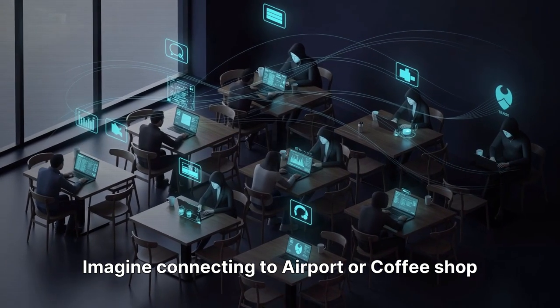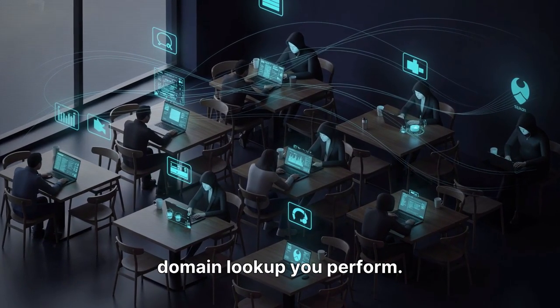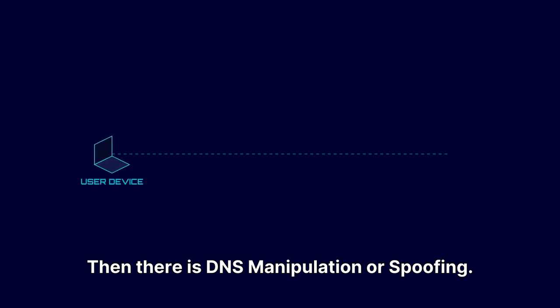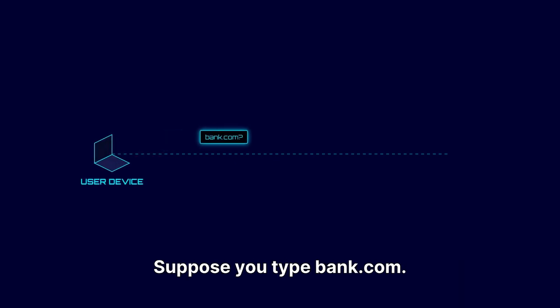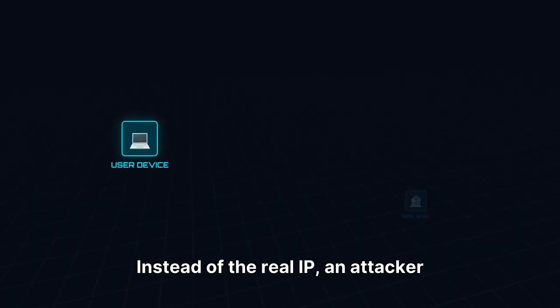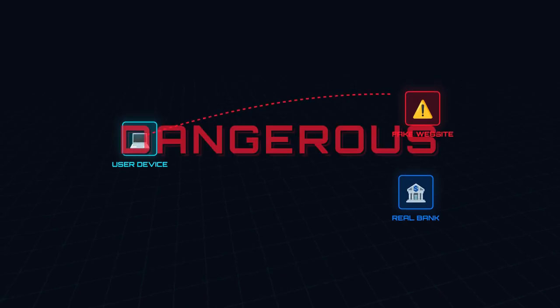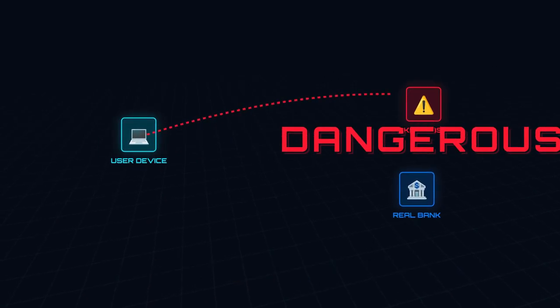Others still know you are trying to access youtube.com. Imagine connecting to airport or coffee shop Wi-Fi where attackers could be monitoring every domain lookup you perform. Then there is DNS manipulation or spoofing. Suppose you type bank.com. Your computer asks for the IP. Instead of the real IP, an attacker sends a fake one, leading your browser to a fake website. This is why encrypted DNS is so important.